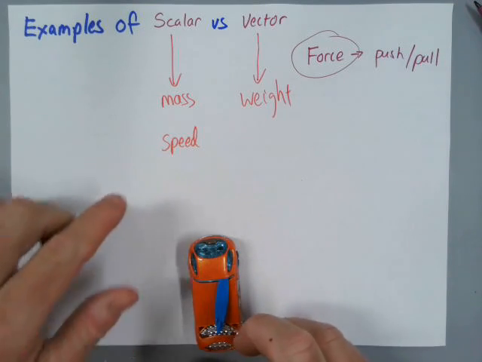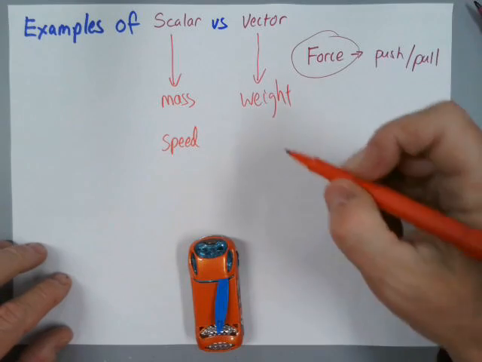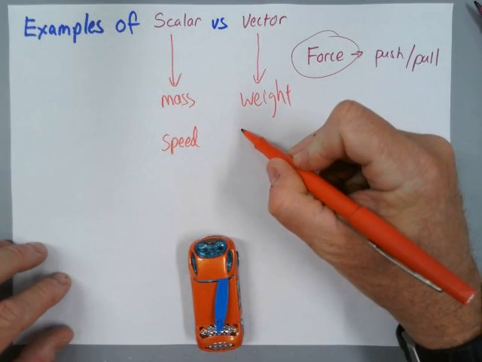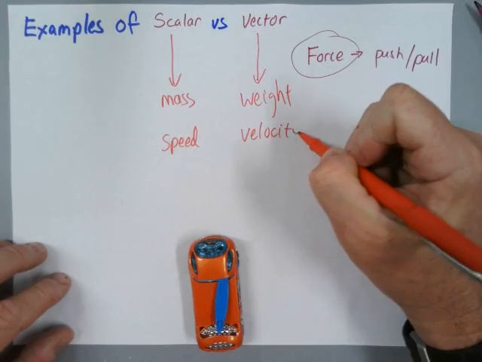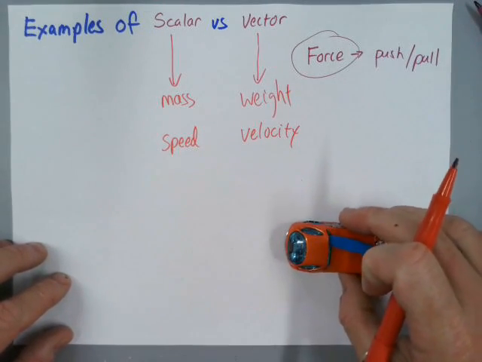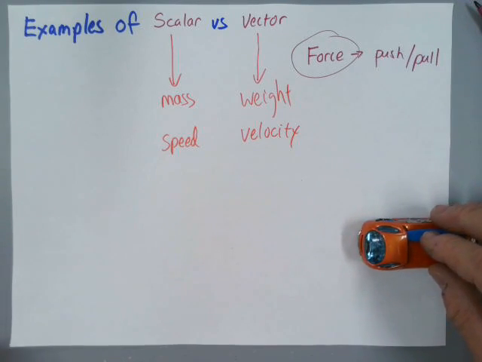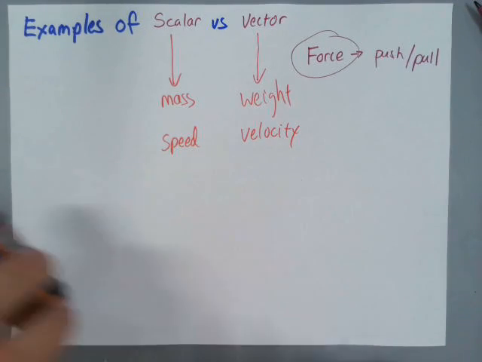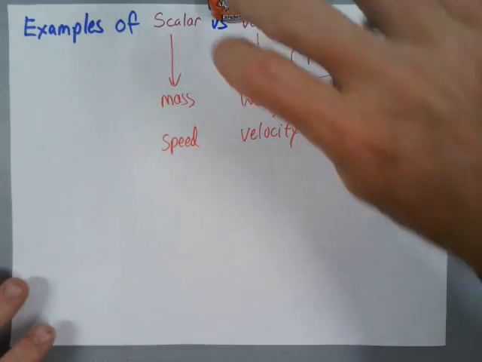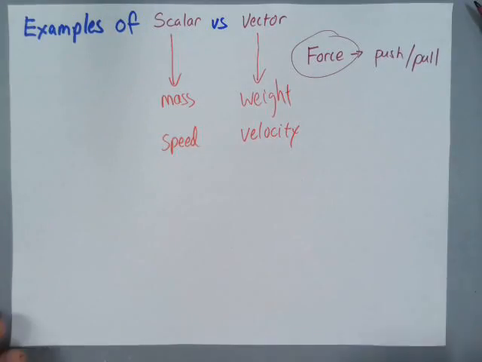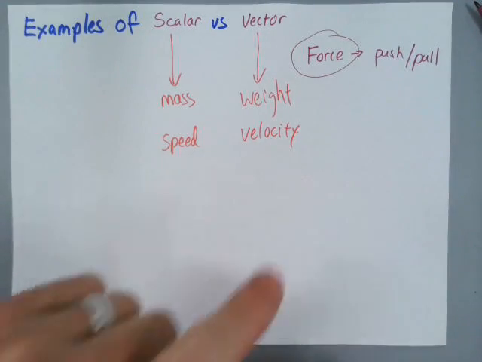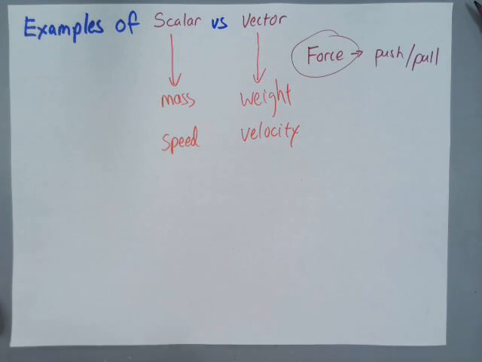However, there's a corresponding vector to that scalar of speed, and that is called velocity. Velocity is how fast something is moving and what direction. That car has a velocity going that way. It has a velocity going that direction. Velocity going this direction, or even that direction. So velocity describes both the speed and the direction that something is traveling.